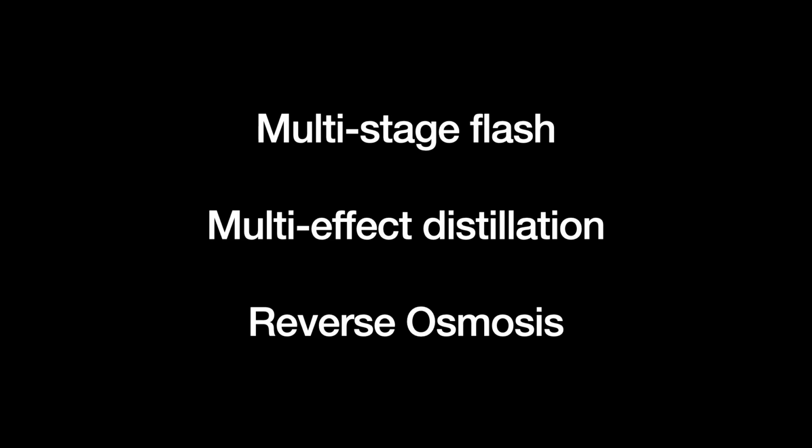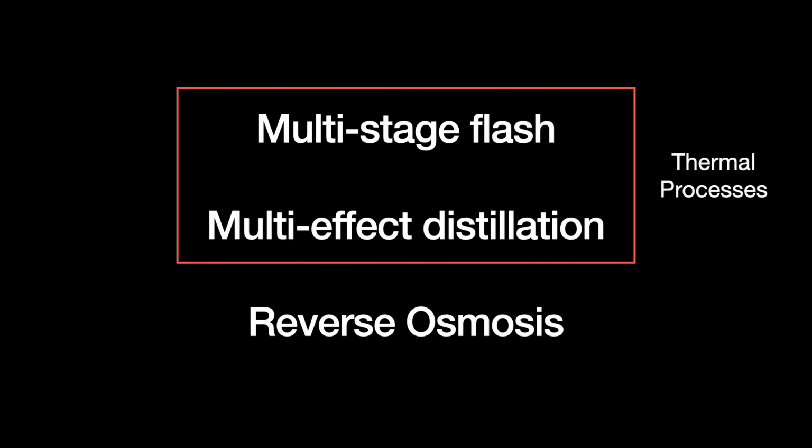Modern desalination plants use one or more of three technologies: multi-stage flash, or MSF, multi-effect distillation, or MED, or reverse osmosis, or RO. Industrial scale plants often combine multiple technologies together. MSF and MED are known as thermal processes. They use heat to evaporate seawater into a pure vapor. The vapor is then condensed back into water.